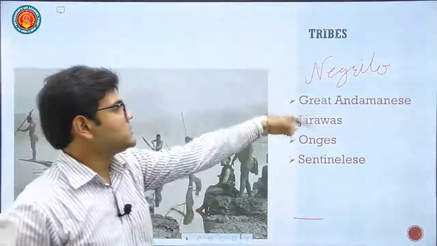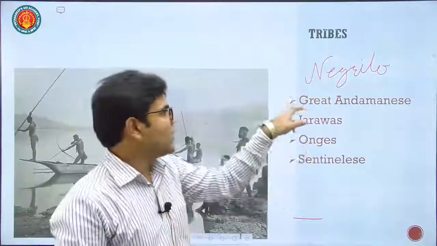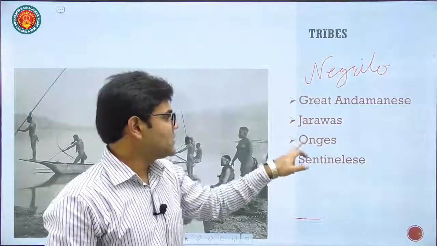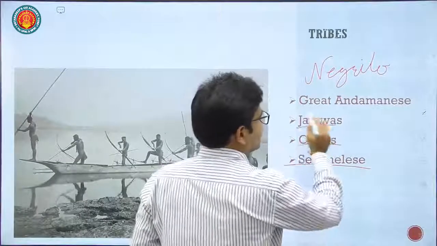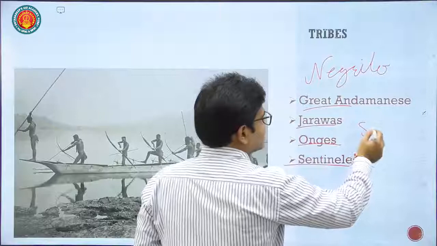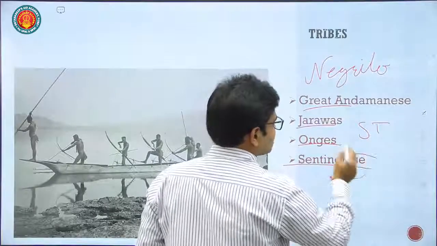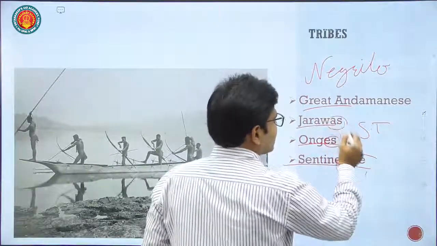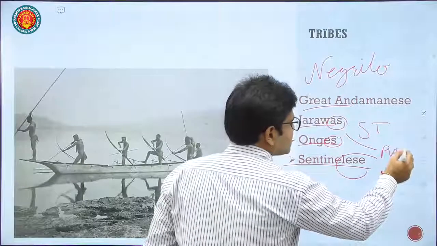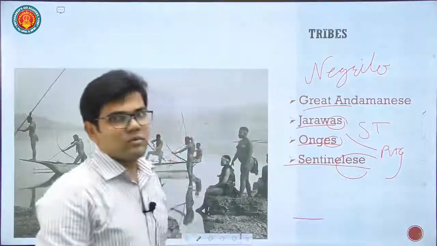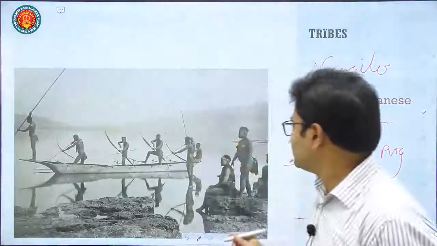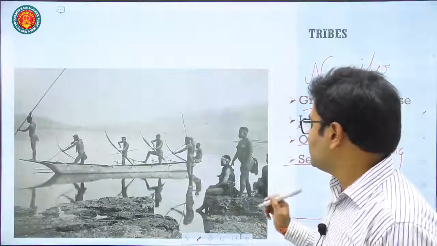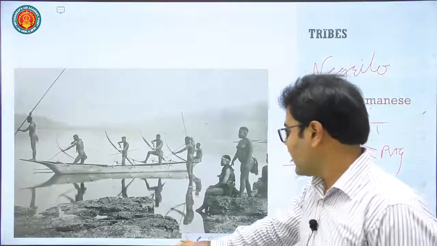So we have tribes from the Andaman: the Great Andamanese, Jarawas, Onges, and Sentinelese. They are included in the Scheduled Tribes, and the Sentinelese, Onge, and Jarawa tribes are also included in the PVTGs, the Particularly Vulnerable Tribal Groups. Fine. So this is the picture of the tribes from the Andaman Islands.